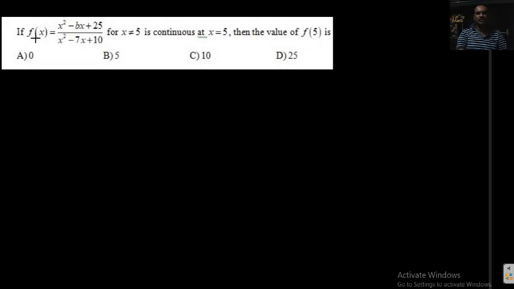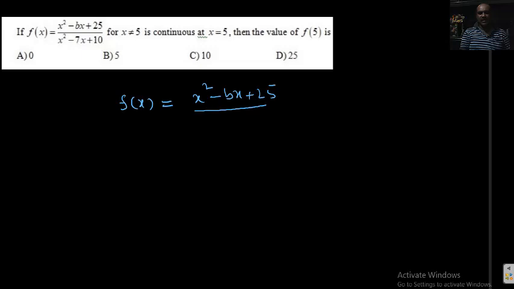So this is our next problem. f(x) = (x² − bx + 25)/(x² − 7x + 10) is continuous at x = 5. Then you want to find the f(5) value. What is the meaning of that?